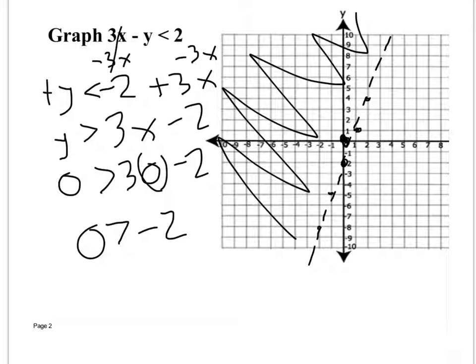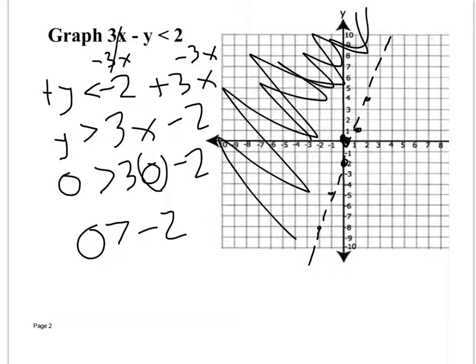So greater than is left. 0, 0 makes this a true statement, so on that side it must be true. Later on, you might do the other side and it could be greater than. 0, 0 makes this a true statement, so that side is shaded.